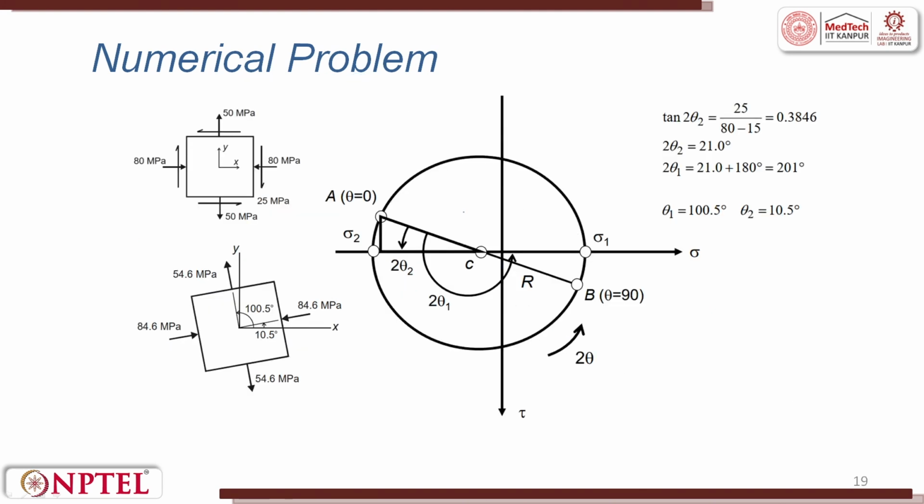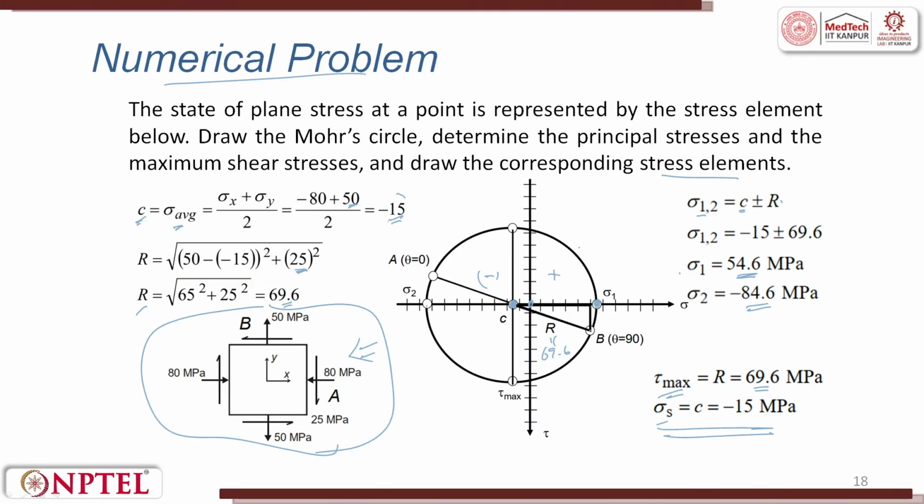Now, if the element is rotated by an angle, if it is rotated by an angle 10.5, then how do we resolve it? So, the same problem, you have A is theta equal to 0, B is theta equal to 90, 2 theta is going. So, from here you get theta 1, from here to here will be theta 1, from here to the offset will be theta 2, and sigma 1 and sigma 2 we are trying to get from the same formula. So, sigma 1 is nothing but 54.6, sigma 2 is nothing but minus 84.5. So, this side and this side.